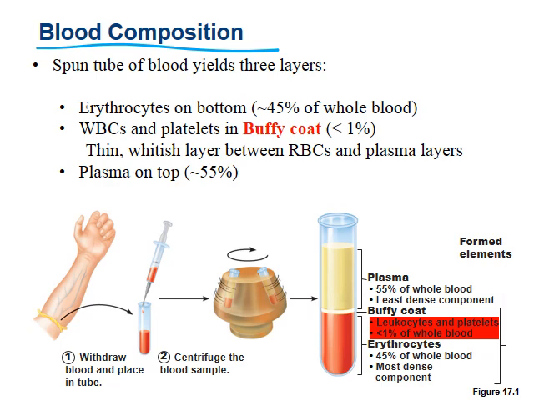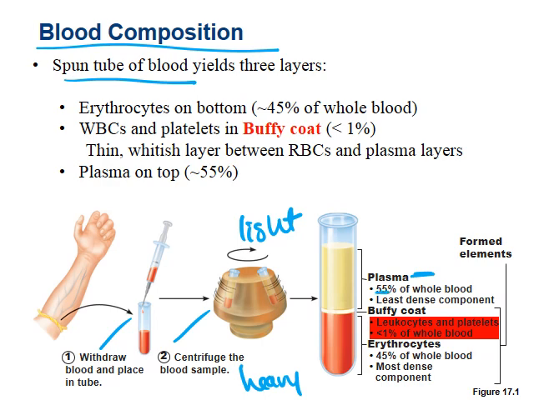Okay, let's talk about blood composition. So if I decided I was going to withdraw some blood and centrifuge it, what would it look like when we were finished? Well, it's going to separate into layers where the heavy items are going to go to the bottom and the light items are going to stay towards the top. So you can see the plasma here would be on the top.